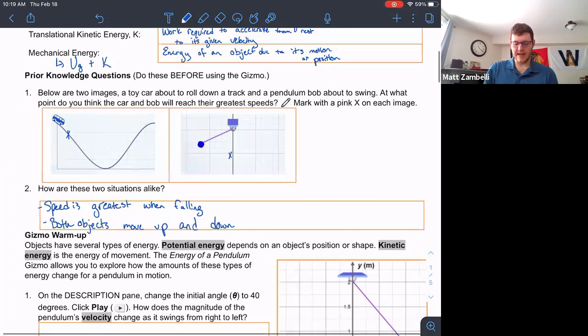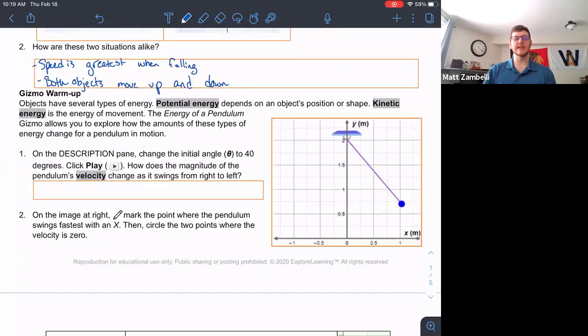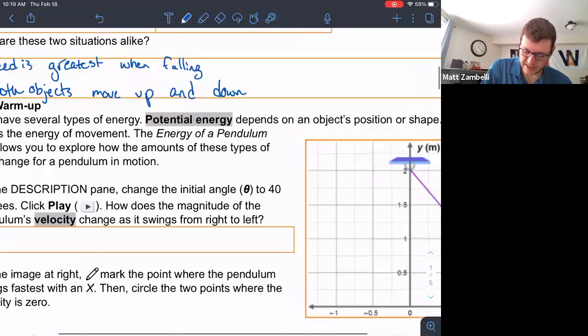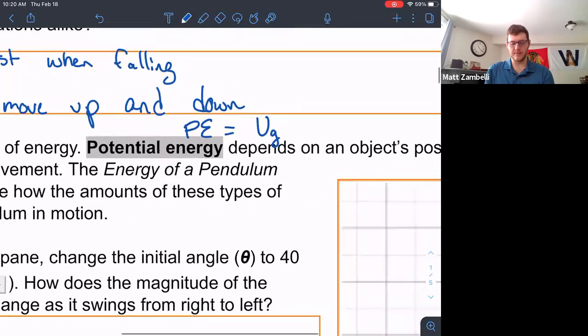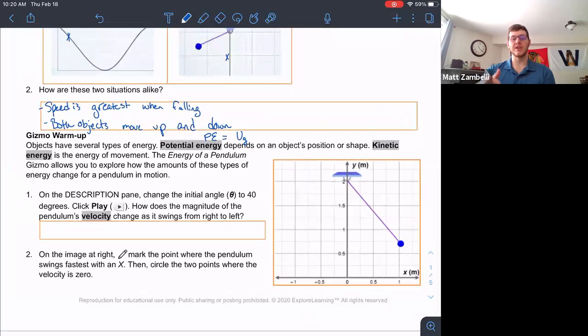All right, so then down here, what we're going to be doing is using this gizmo. It says objects have several types of energy, potential energy. We're calling it gravitational potential energy since we know there's two types. There's gravitational and spring potential energy. For this, every time they say PE, that is going to be representing our U. PE is how they write potential energy. We write it as U sub G. This is just talking about gravitational potential energy. And that depends on the object's shape and position.